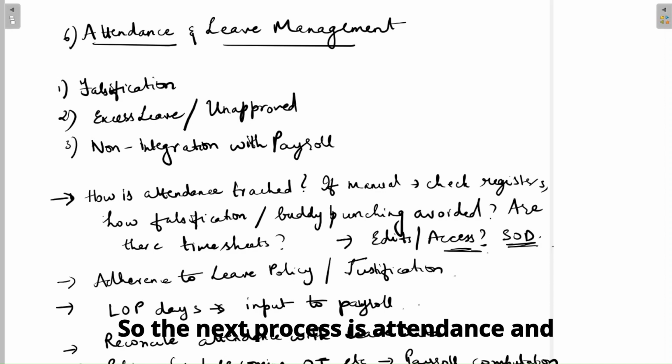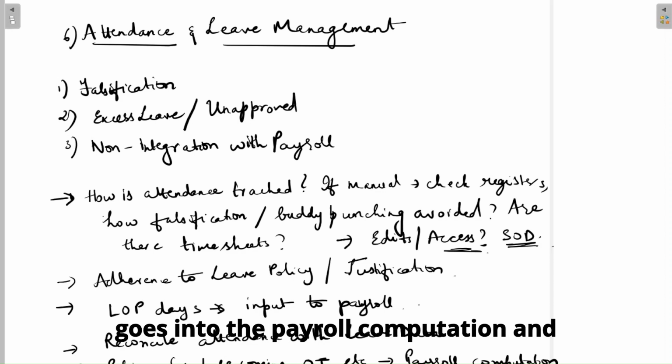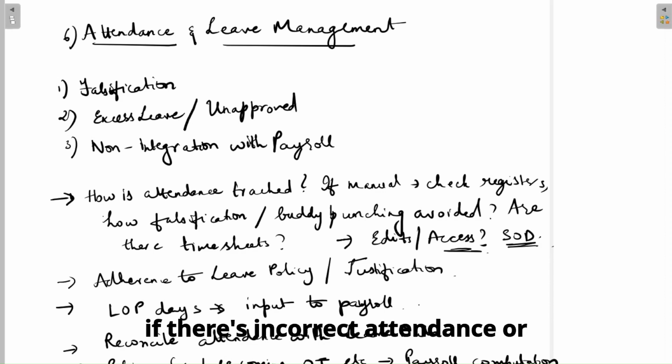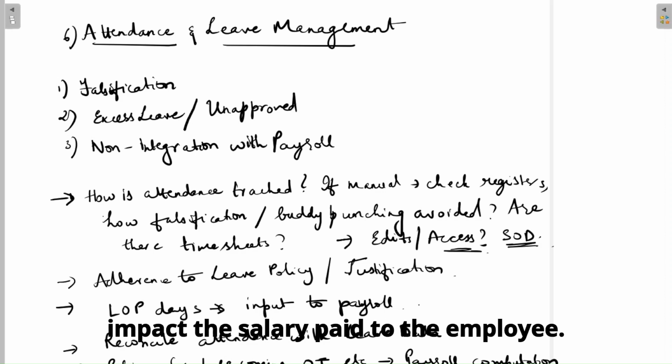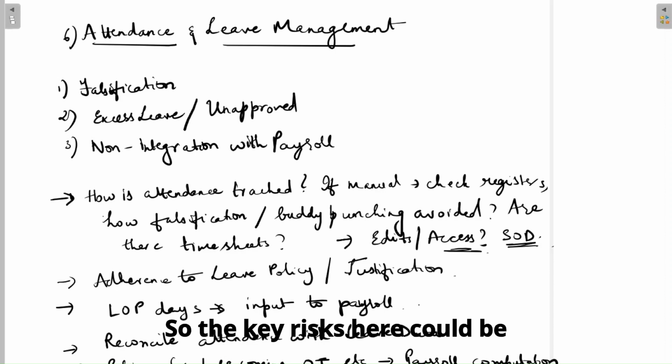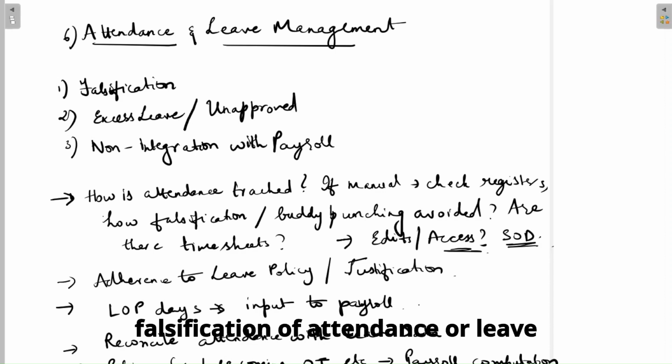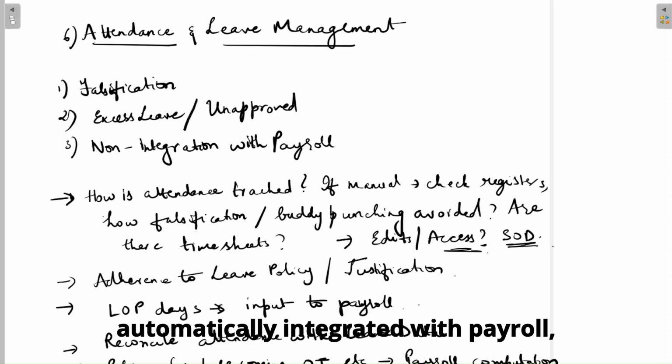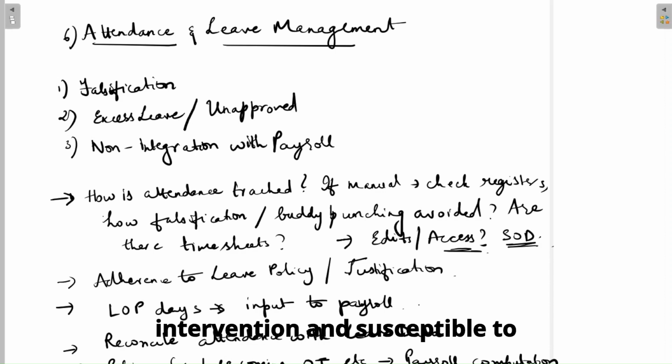So the next sub-process is attendance and leave management. Now this is also critical because it is another input that goes into the payroll computation, and if there's incorrect attendance or incorrect leave details, then it can impact the salary paid to the employee. So the key risks here could be incorrect attendance or falsification of attendance or leave records, or if there's excess or unapproved leave granted to an employee, or if this data is not automatically integrated with payroll, then it is prone to manual intervention and susceptible to errors.